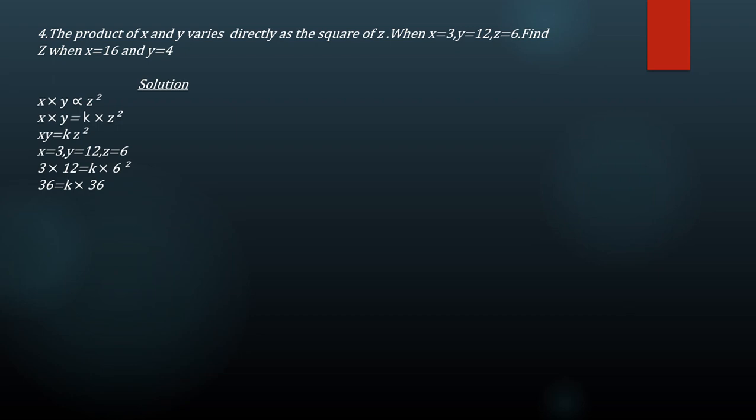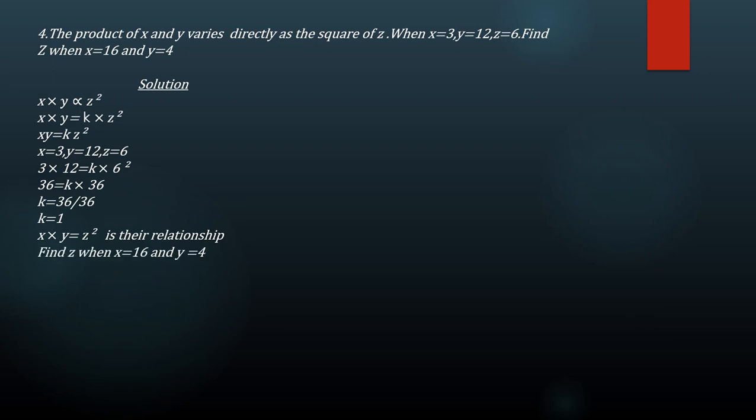So k times 36, and then I would make k the subject of the formula again. I would have k equals 36 over 36. So that gives me 1. So k here is 1. So x times y equals z squared, because 1 times z squared is still z squared. So that is our relationship. Our relationship here is xy equals z squared.